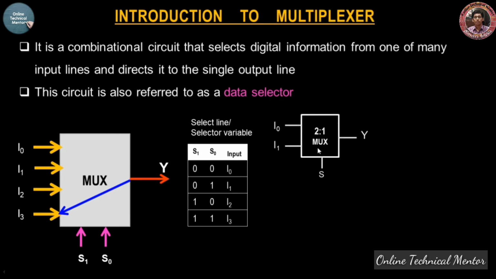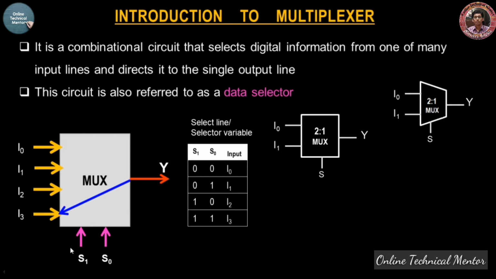Now here is a multiplexer which has 2 inputs I0 and I1, and it has a single output line. Whatever may be the number of inputs, there will be a single output line for every multiplexer. And for the 2 input multiplexer, there will be a single selector line. I will show you next how these input lines and selector lines are related. This multiplexer can also be drawn like this. Now for a 4 input multiplexer, we require 2 selector lines. And for a 2 input multiplexer, we require a single selector line.